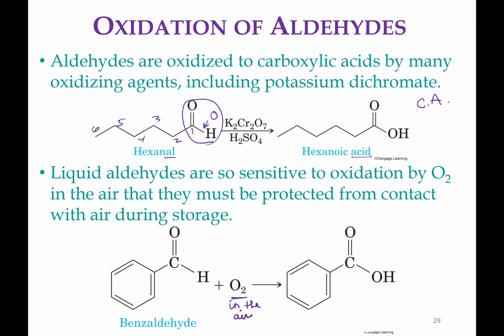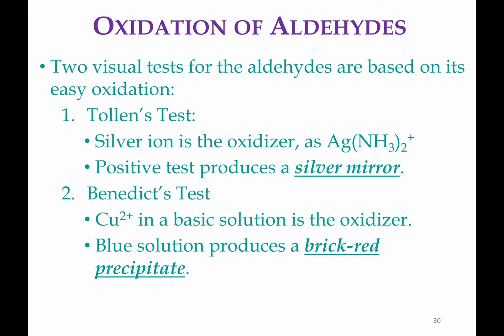So benzaldehyde forms benzoic acid very easily. How do I know if an aldehyde has been or can be oxidized to do this? Well, there's a couple of visual tests for the aldehydes, and it's based on easy oxidation. So how can I tell if I have an aldehyde? I'm going to try one of these, and the first one up is called the Tollens test.